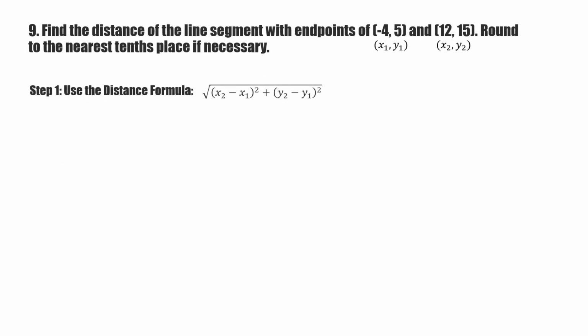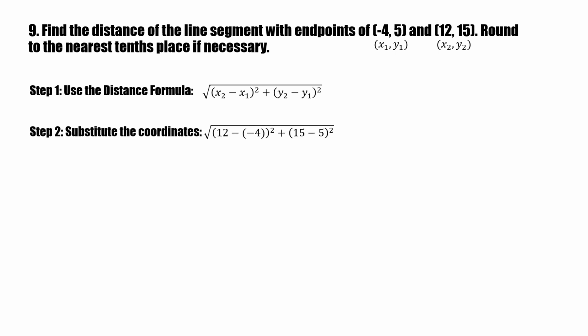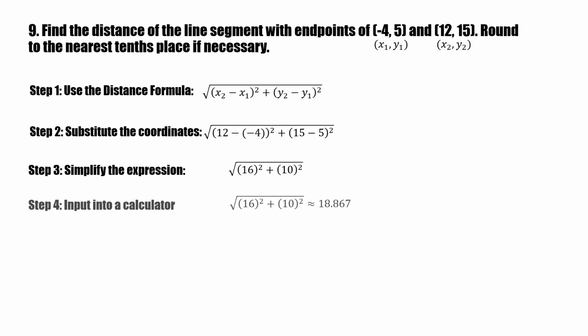For problems 9 and 10, the questions ask to find the distance between 2 points. To find the distance between 2 points, we will need to use the distance formula or Pythagorean theorem. Once we set up the formula, we will substitute the given coordinates, simplify, put into a calculator, and round to the tenths place.